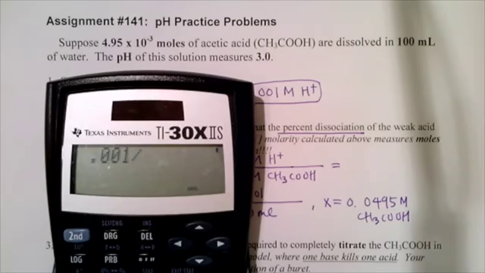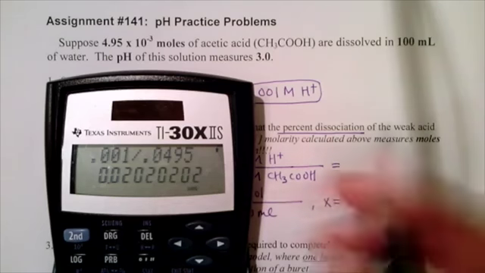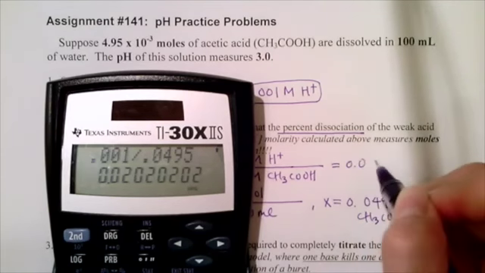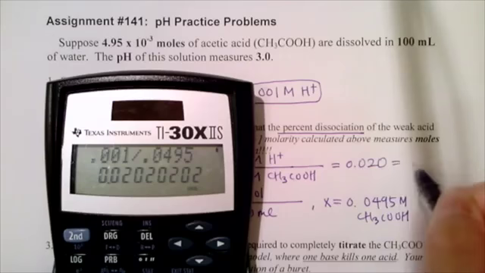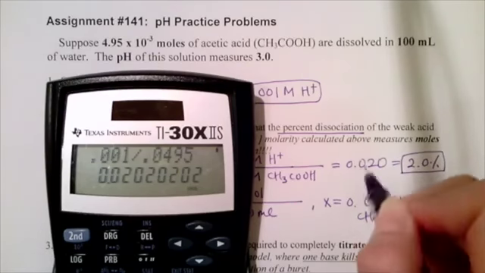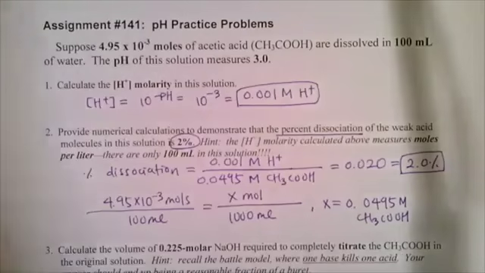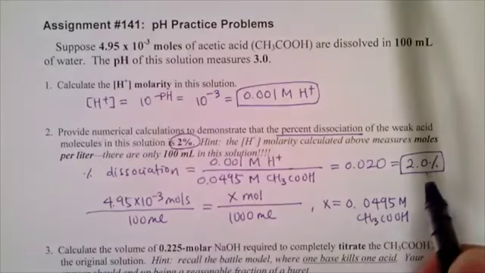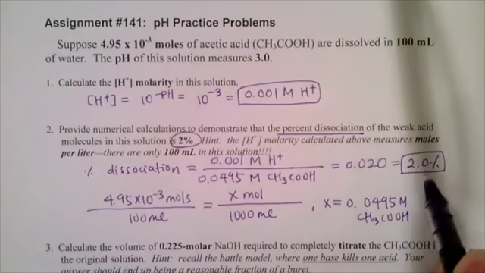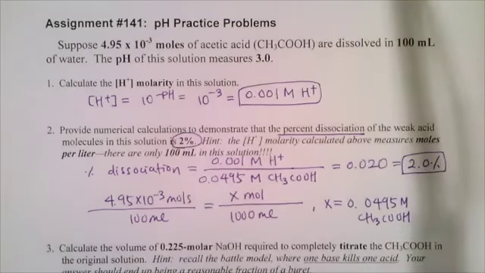0.001 divided by 0.0495, you get 0.02, which is the same thing as 2.0%. You move the decimal twice to the right to go from decimal to percent. So we in fact have demonstrated that percent dissociation of the weak acid is equal to 2%.